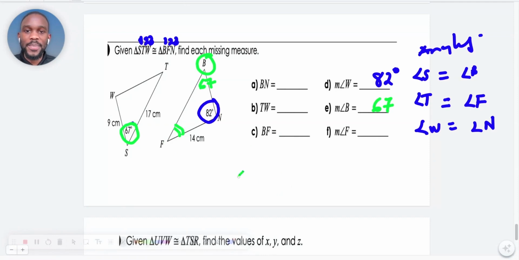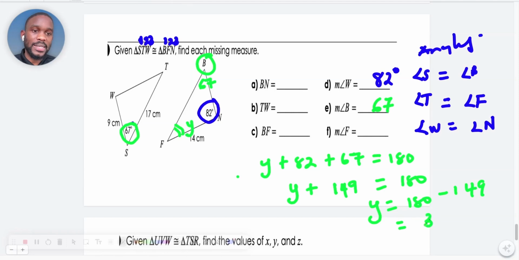So the measure of angle F, let me call it Y. Y plus 82 plus 67 has to give me 180. So this would give me a 31. The remaining angle to make 180 degrees is 31, and this is my angle F. But remember, my angle F is equal to angle T. So if this is 31, that means this is 31, and that means this is also 82. So those are corresponding angles.